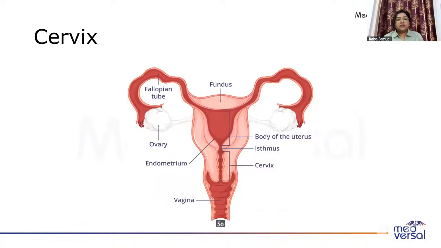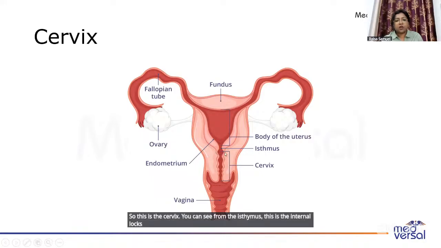So this is the cervix. You can see from the isthmus, this is the internal os, and here the external os. This portion is the cervix, and it connects to the vagina.